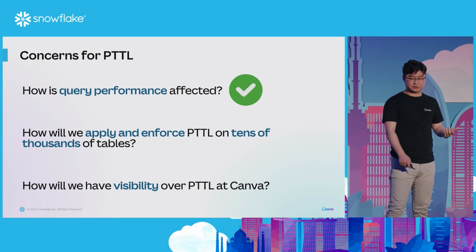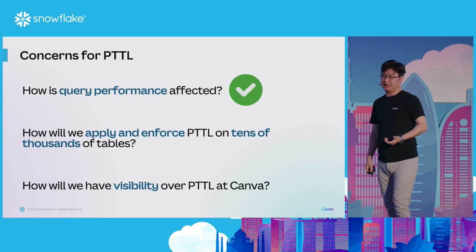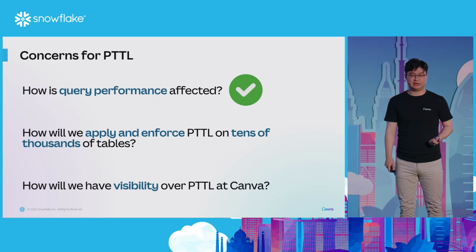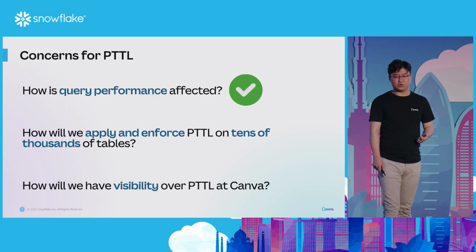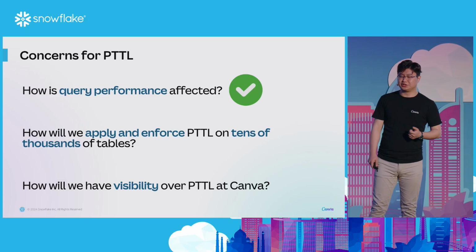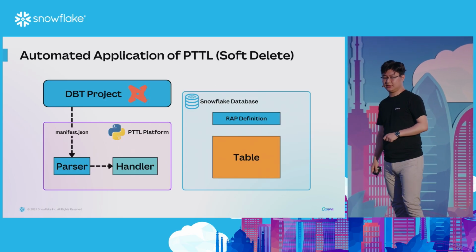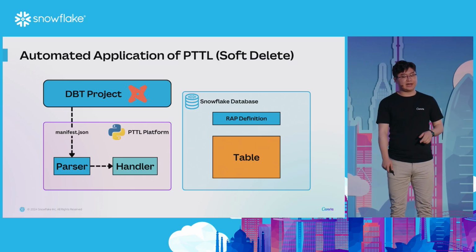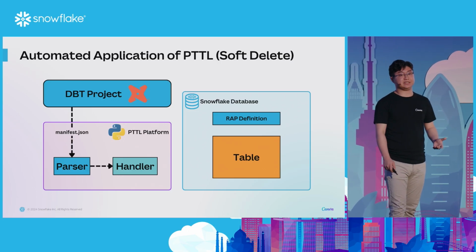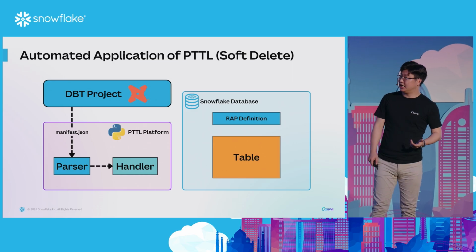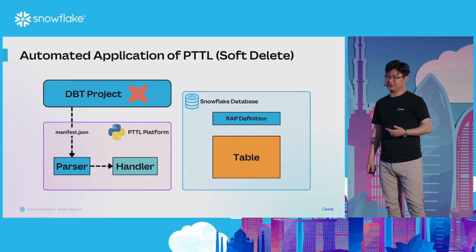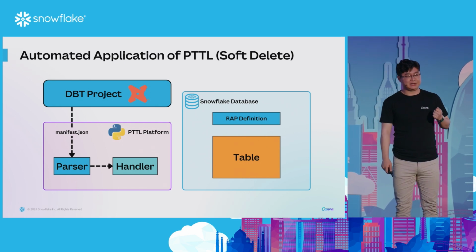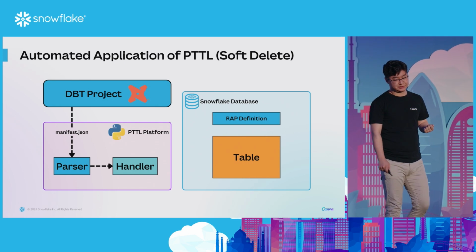We now move on to the second concern of scale in how we will apply and enforce PTTL to tens of thousands of tables. Manual application of PTTL will not be an effective use of time and resources as it could be prone to mistakes. Instead, Canva has taken an automated approach by developing an in-house support framework that we call the PTTL platform. This is a high-level architecture diagram on how we achieve the first step of an automated application of PTTL, or soft delete. Let us start by breaking down this diagram into its two major sections.